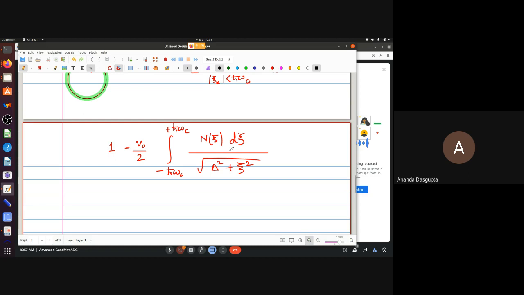Now, n of xi, one possibility is that you could just use the free particle value for the density of states, which would not be very good because, after all, interactions do change the dispersion relation, right? You should not really use xi equal to h cross square k square by twice m minus mu, because that would be for the free particle. Interactions have changed this relationship for the energy. But we don't really need to worry about that too much. Remember, this is a very thin region close to the Fermi level. H cross omega c is typically much, much less than mu.